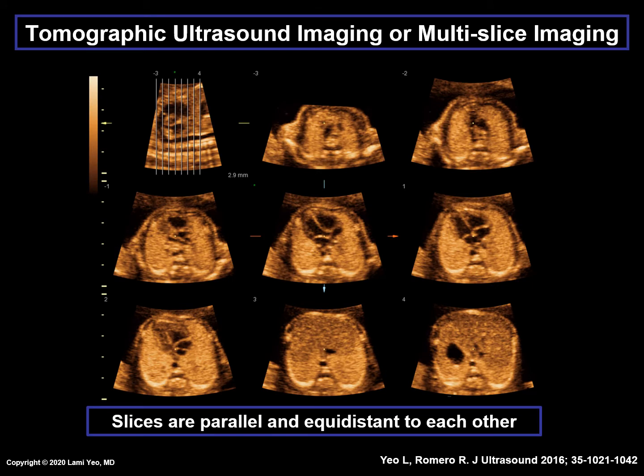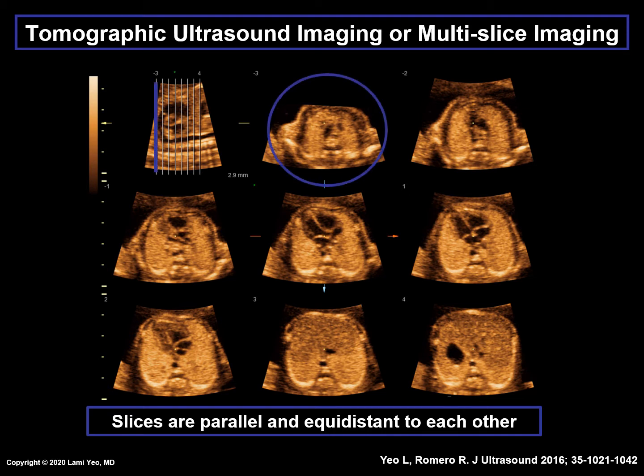Tomographic ultrasound imaging or multi-slice imaging is applied to sonographic volume data sets and can only show slices that are parallel and equidistant to each other. The overview image in the red circle indicates the position at which 8 slices are cut parallel and equidistant from each other. The 8 vertical lines are separated by an equal distance, 2.9 millimeters in this example. The user can adjust the number of slices and the distance between them. Each vertical white line corresponds with a particular slice, which is transverse in this case.